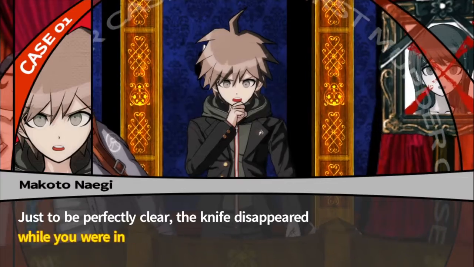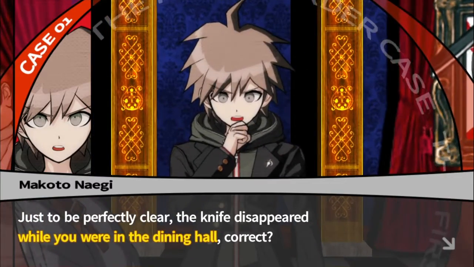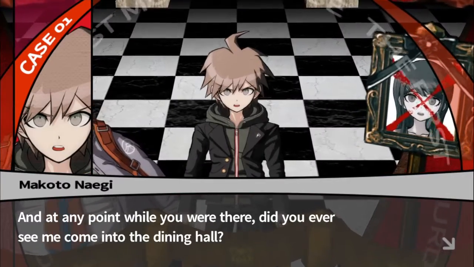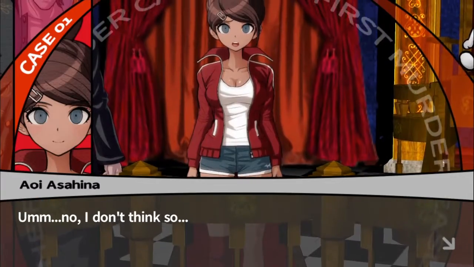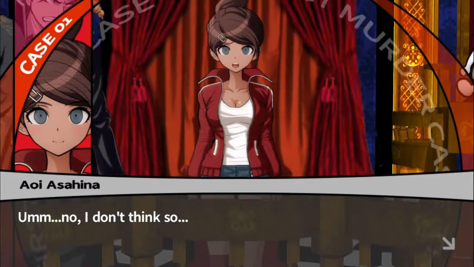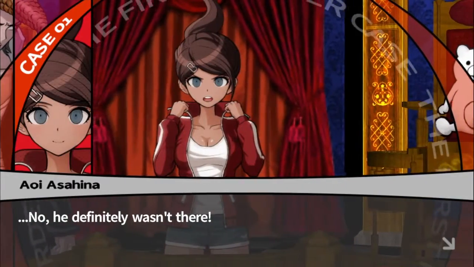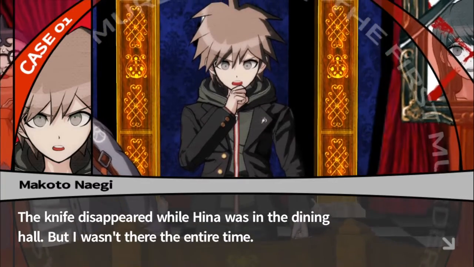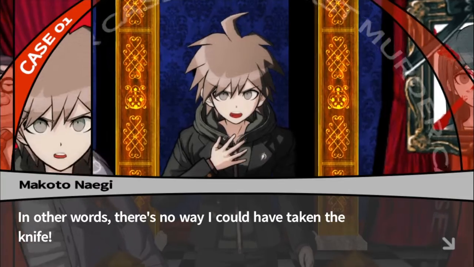Just to be perfectly clear, the knife disappeared while you were in the dining hall, correct? Yeah, that's right. And at any point while you were there, did you ever see me come into the dining hall? No, I don't think so. You don't think so? No, he definitely wasn't there. The knife disappeared while Hina was in the dining hall. But I wasn't there the entire time. In other words, there's no way I could have taken the knife.